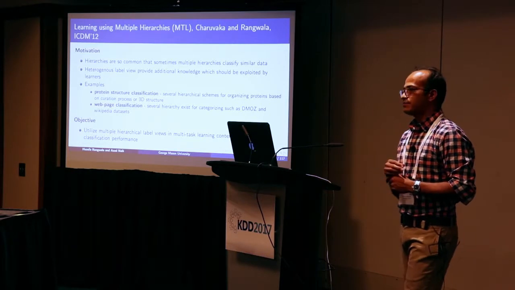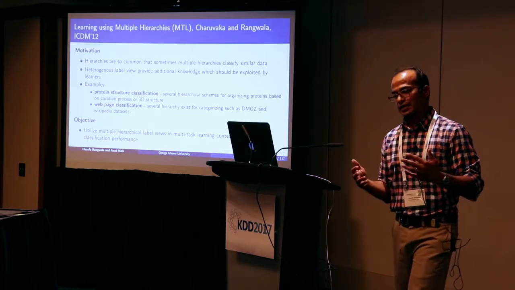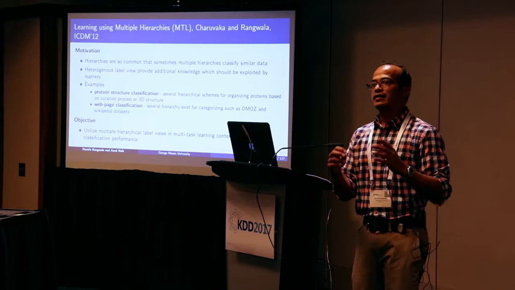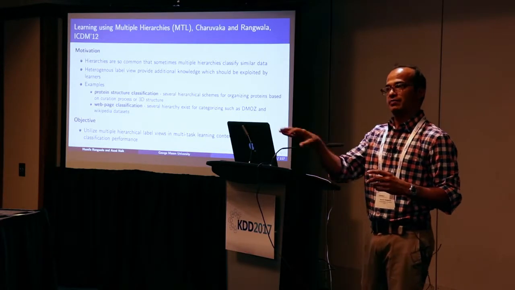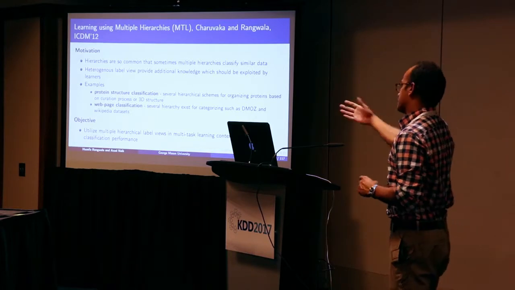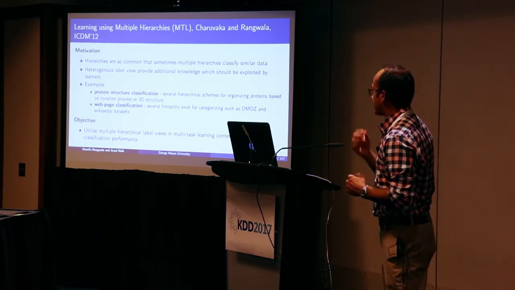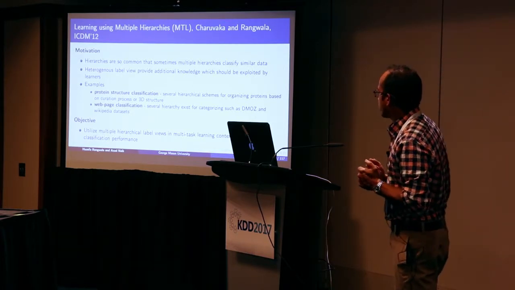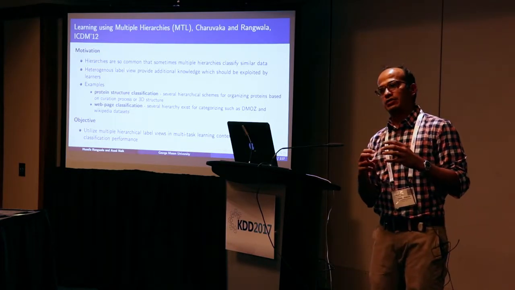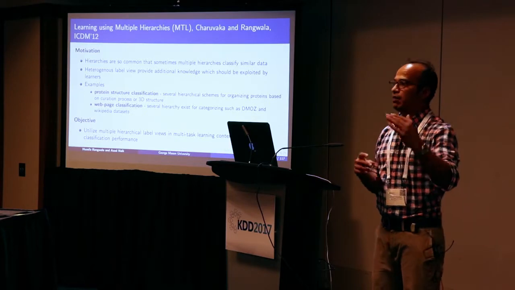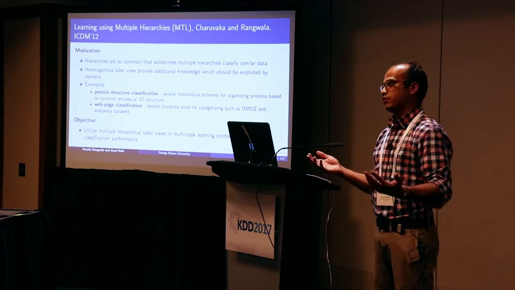And if I extend this, can I use this not only in SCOP and CAT, can I do this in multiple databases, like the protein function databases? And then we also said, several hierarchies exist for categorizing text documents or web documents, such as DMOZ and Wikipedia datasets. Can we exploit those together? Can we use them together to help one or both of them?